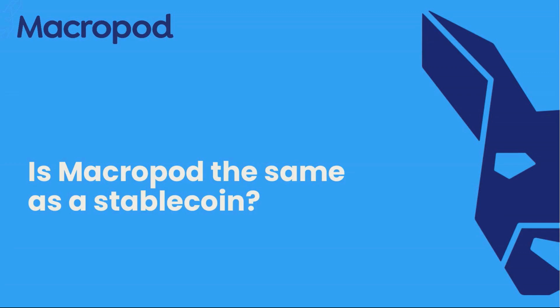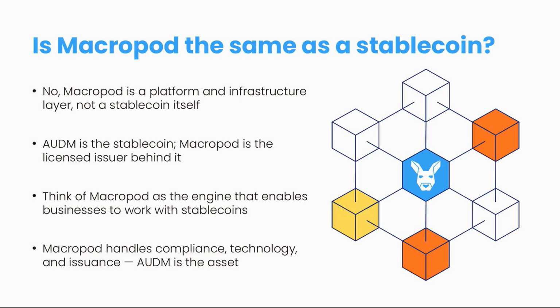Just a quick clarification before we wrap up. Is Macropod the same as a stablecoin? Macropod is not the stablecoin itself. AUDM is the stablecoin. Macropod is the platform and infrastructure behind it. Think of Macropod as the engine, and AUDM as what comes out of it. We're the licensed issuer, the compliance layer, and the technology platform that makes it all work.